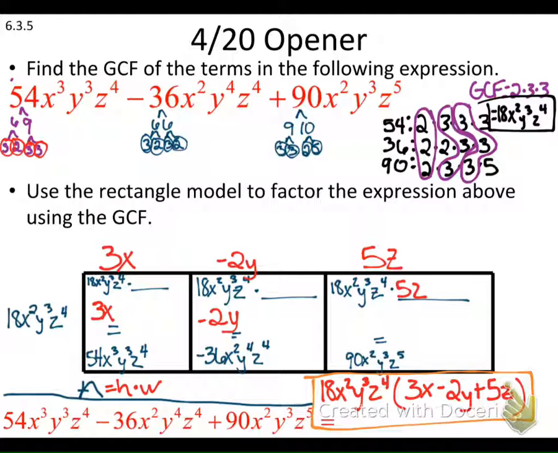Okay? Does anybody have any questions before we hand out the quiz? No. Does everybody have this written down? Yes. Perfect. That was the bad one.